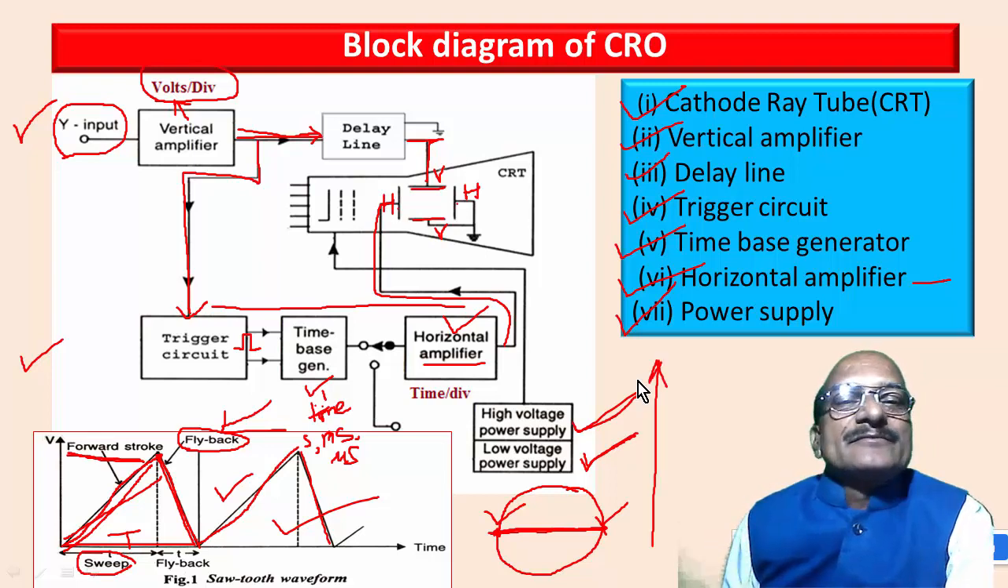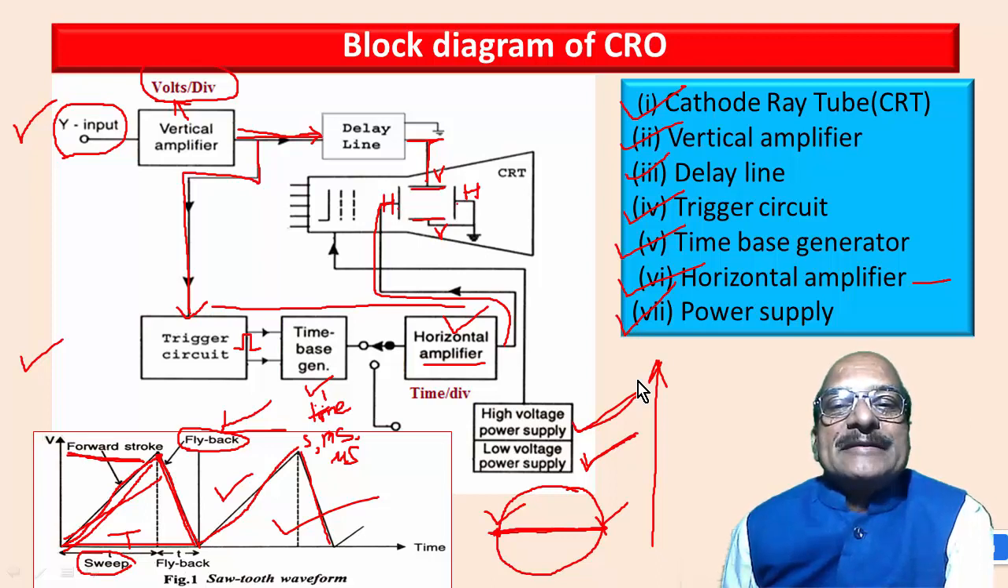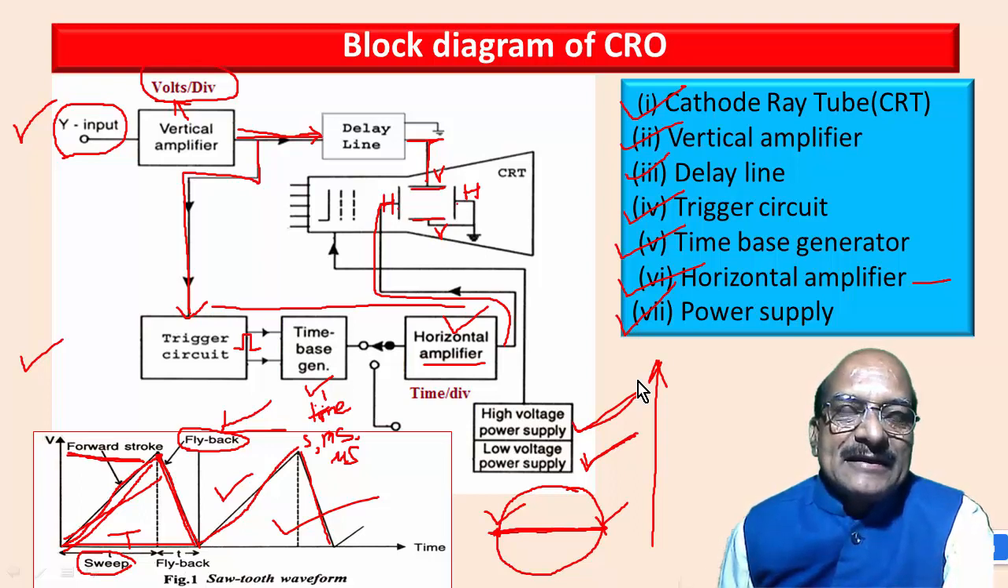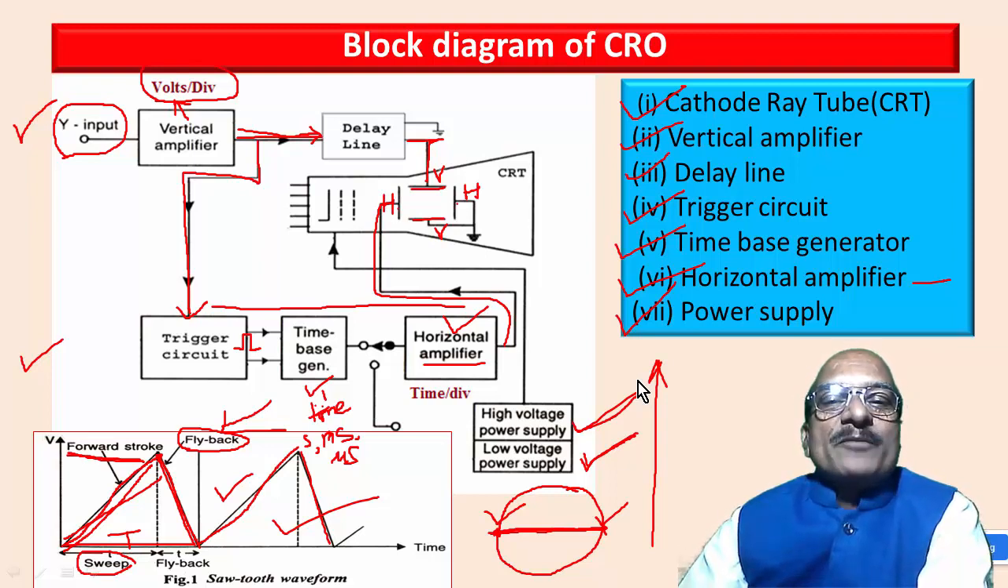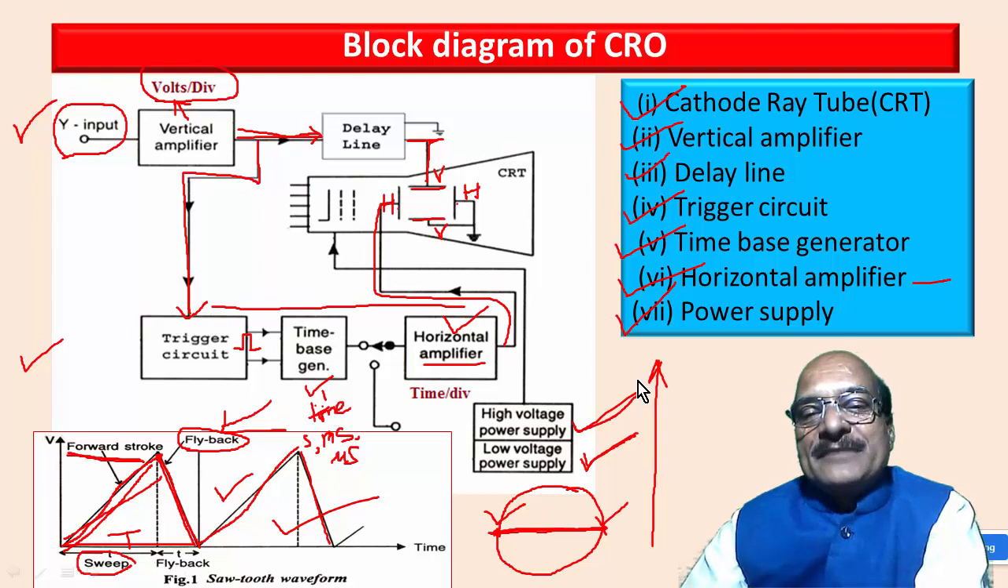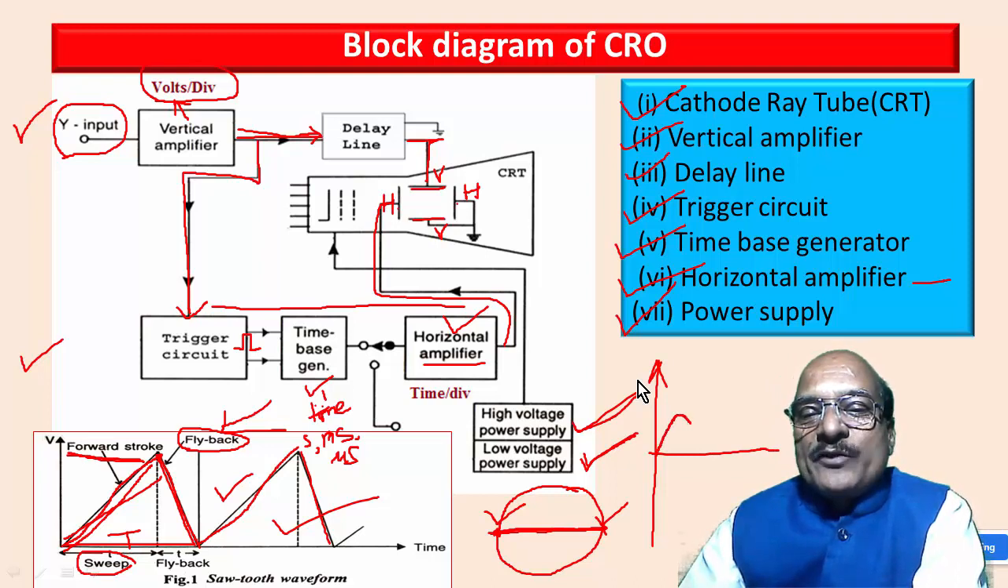Now we see that the unknown signal which we want to measure is given to the vertical deflecting plates through the delay line. At the same time, we apply the sawtooth waveform between the horizontal deflecting plates. This sawtooth voltage will move the electron spot from left to right on the screen. At the same time, the vertical signal applied between the vertical deflecting plates will produce deflection along the y-axis. If there is proper synchronization between the sawtooth voltage and the input signal given to the vertical deflecting plates, then due to persistence of vision, there is a tracing of the waveform on the CRO.